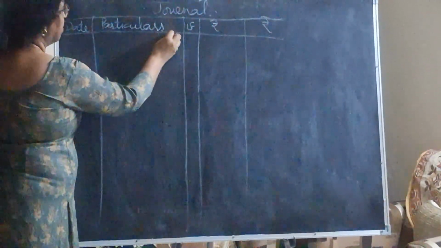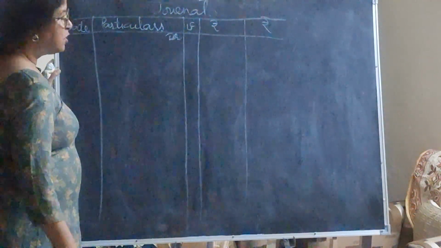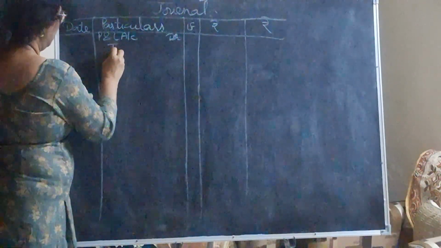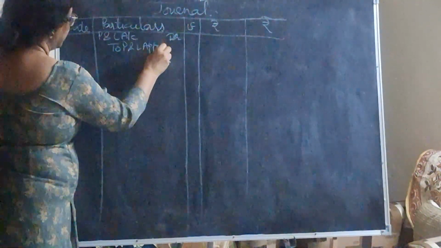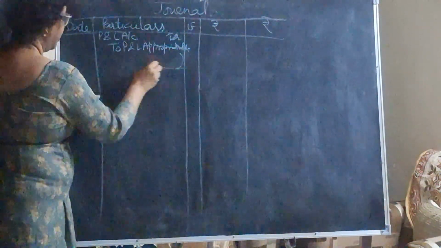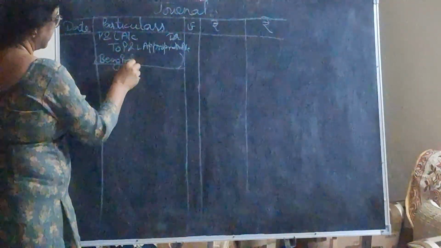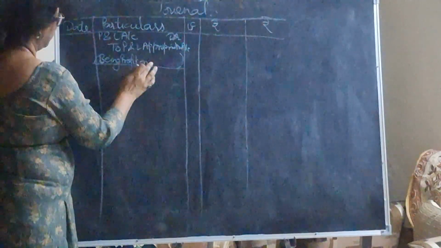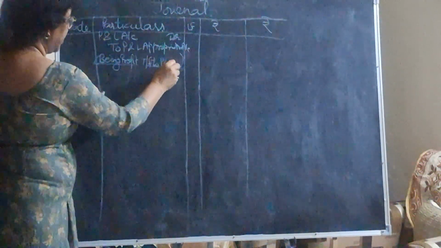तो P&L account क्या हो रहा है आपका, कम हो रहा है, और P&L appropriation account क्या हो रहा है हमारा, बढ़ रहा है. So it is profit and loss account to profit and loss appropriation account. ठीक है, being profits transferred to P&L appropriation account.